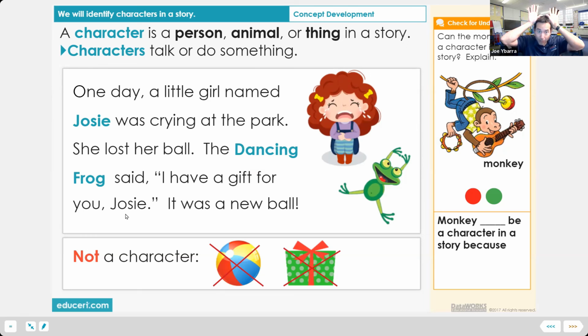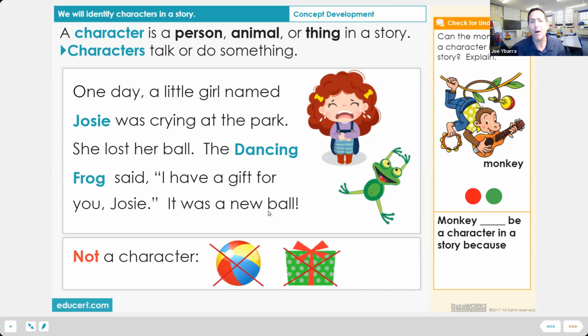I have an animal. Frogs are animals because they have funny ears. And he's dancing. Everyone show me dancing. What's the floss or whatever the kids are doing these days? Yeah, he's dancing like a person's dancing. But what else does that dancing frog do? He talks. I have a gift for you, Josie. That dancing frog is a character in this little story.